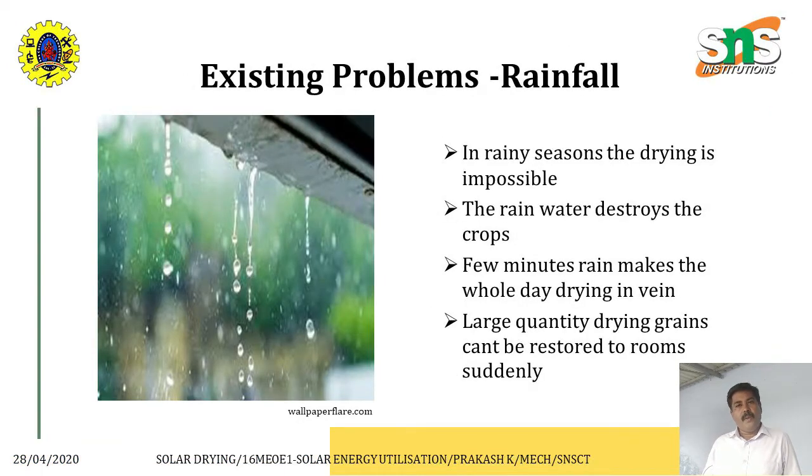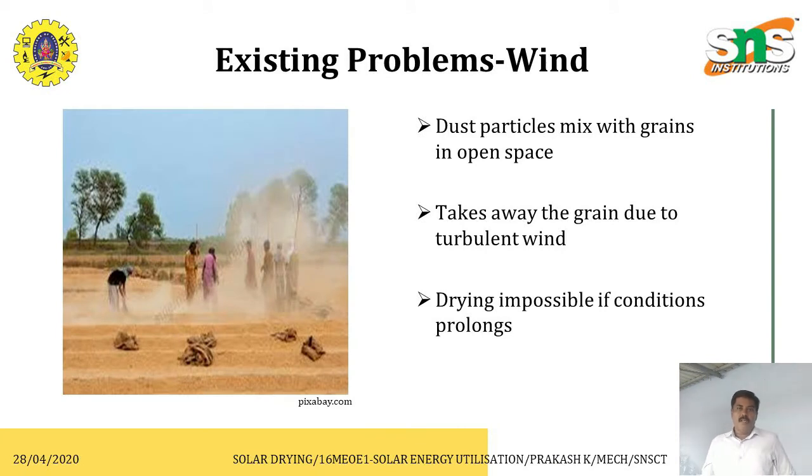When these food materials are placed in the open area, birds come for their food and destroy the grains. So this is the drawback. We have to watch throughout the day. The other thing is that contamination of the food materials takes place. Now we will see the second existing problem.